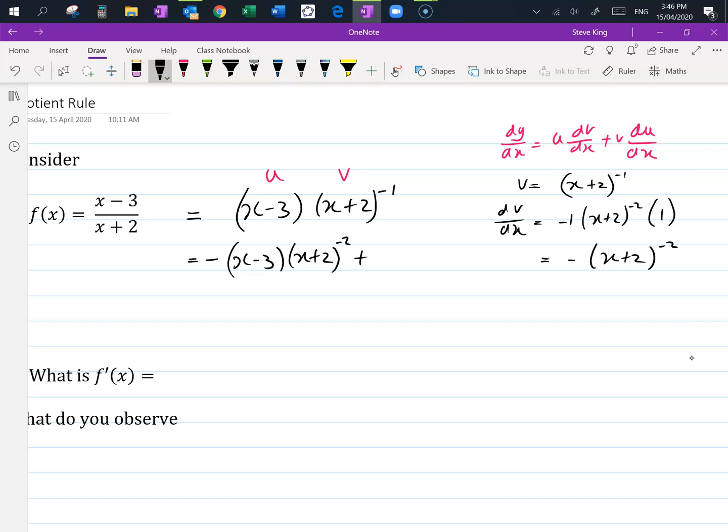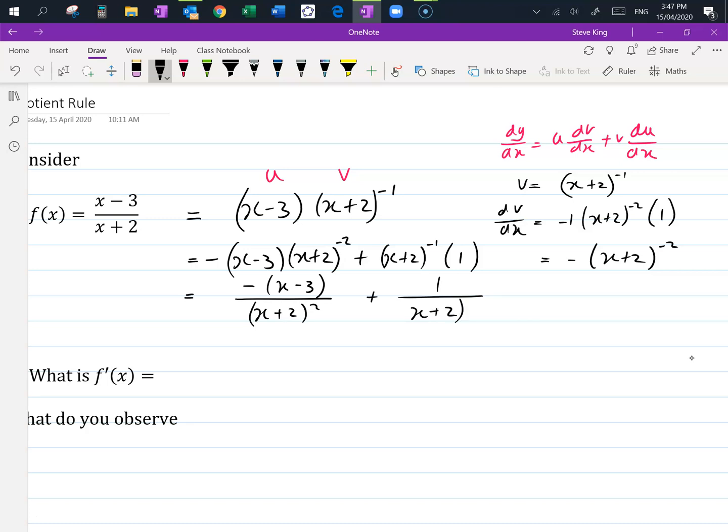And then I'm going to add to that. It's now going to be v, which is going to be x plus 2 to the minus 1 times by du dx. And du dx, that's a simple enough one to do. That's simply going to be 1. Now, let's just tidy that up a little bit and move away from the situation where I've got all these negative powers. So what am I going to have here? I'm going to have minus x minus 3 over x plus 2 squared. And here I'm going to have 1 over x plus 2.